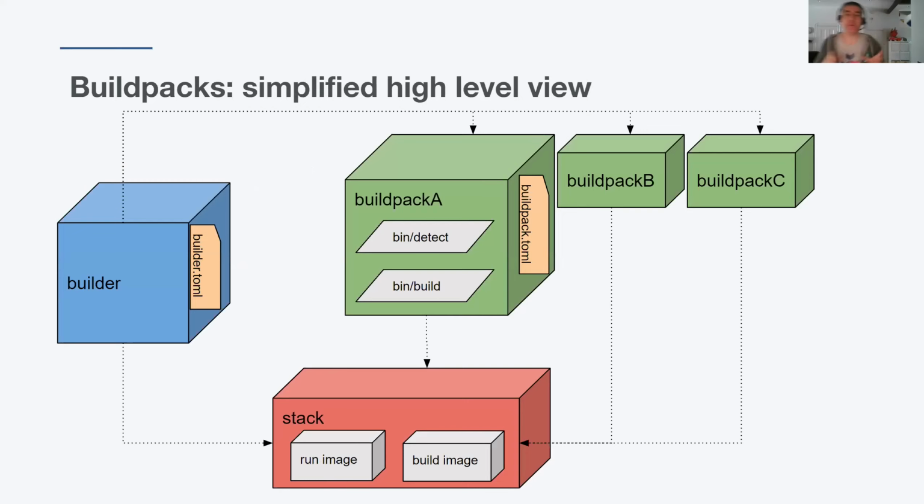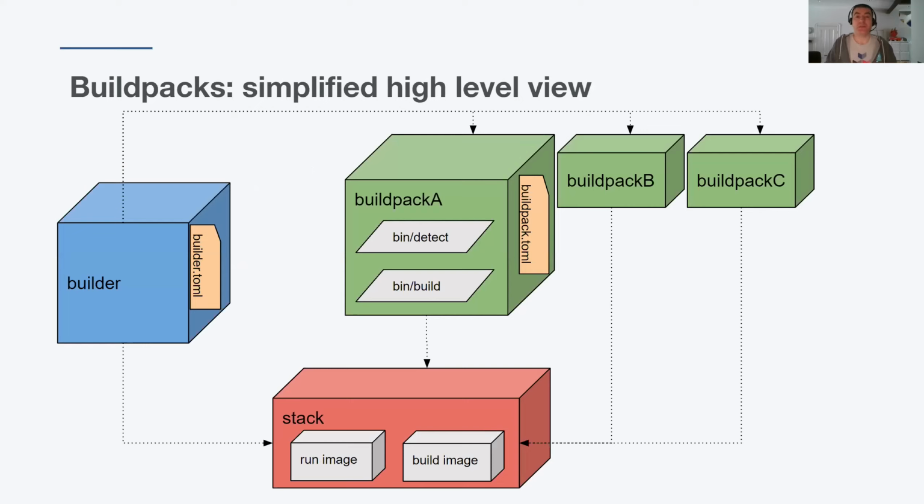I will start talking about the stacks. In a stack, you've got two images. You've got the build image and the run image. The build image, as its name implies, will be the base image that is going to be used by the Buildpack when it's building your image. And the run image is the base image of your final application.